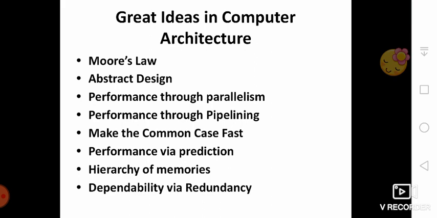So dependability via redundancy. So computers need to be fast and dependable. Since any physical device can fail, we make a system dependable by including redundant components that can take over when a failure occurs and help detect failures. So restoring the state of the system is done by redundancy.